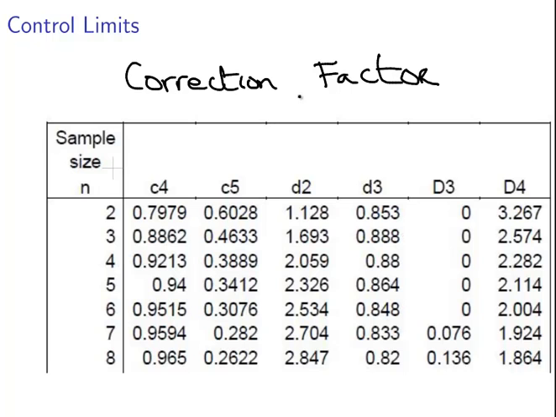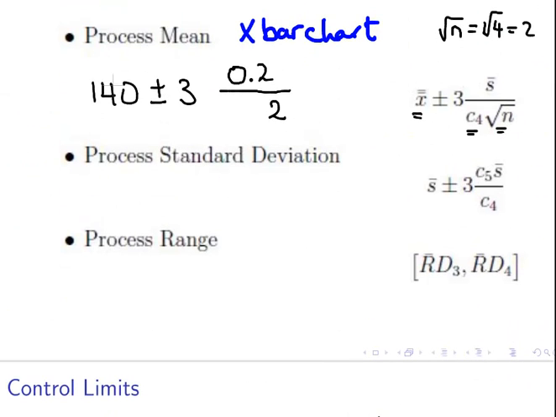Okay. And you use these in calculating those control limits. I'll just go back to the control limit calculations here and we'll spot all of the correction factors. We have C4 there, C4 again for the process standard deviation. We have C5 there, and also we'd have D3, capital D3 and capital D4. There's actually quite a few of them knocking around.